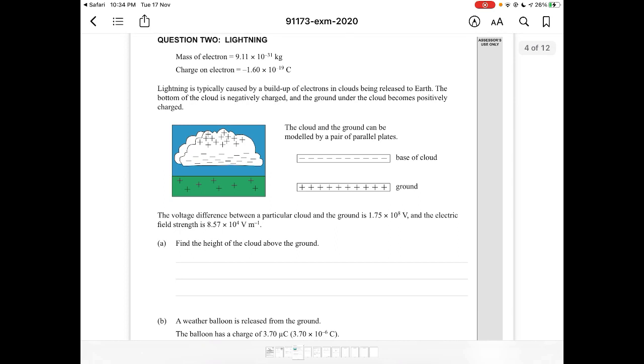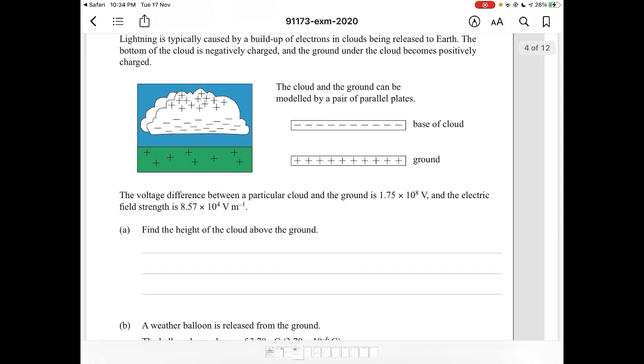So because it says that the cloud and the ground can be modeled by parallel plates, we know that this is going to be testing us on the uniform electric field, which means that the electric force experienced anywhere in this electric field will be constant. The voltage difference between a particular cloud and the ground is 1.75 times 10 to the power of 8 volts, and the electric field strength is 8.57 times 10 to the power of 4 volts per meter. Find the height of the cloud above the ground.